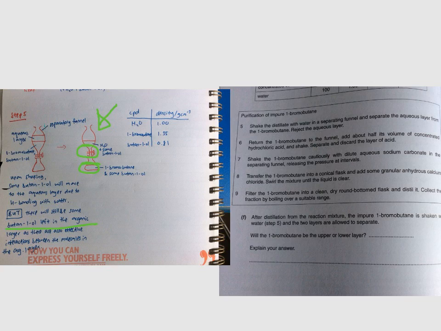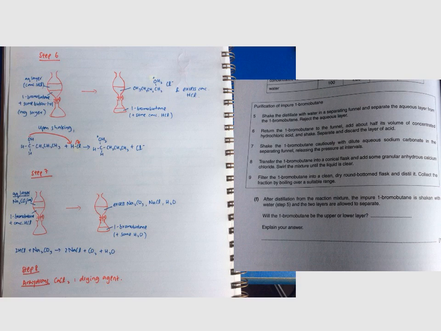Whereas for the aqueous layer, the water and some butan-1-ol is present, and this layer is discarded because we don't want this layer. What we want is the 1-bromobutane compound. And therefore you will go through step 6 and step 7.